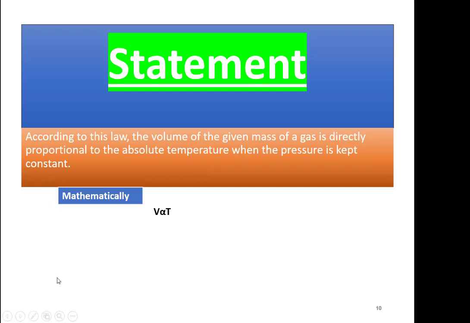And you already know that V is the volume, this is the symbol of proportionality and T is the temperature. In order to remove the symbol of proportionality, we need a constant, and for gases, the constant k is used. So V is equal to kT. Now by rearranging the equation, V over T is equal to k. This is one of the forms of the Charles law.